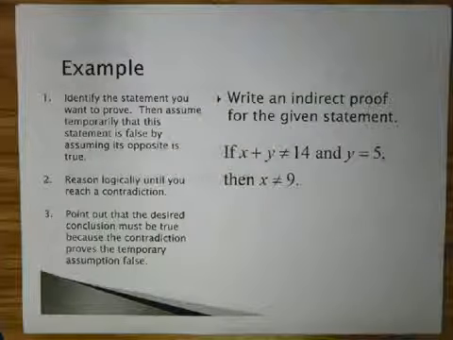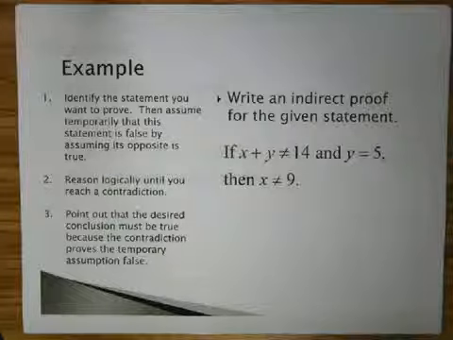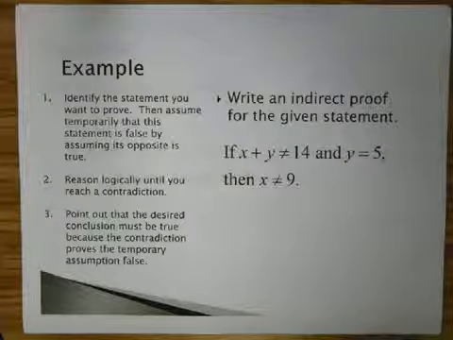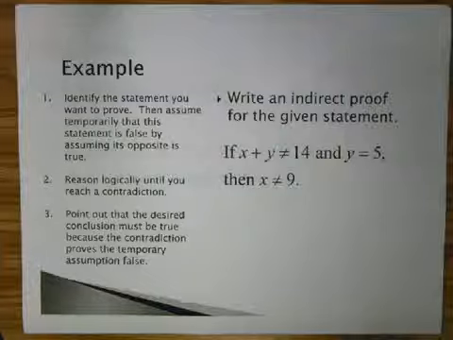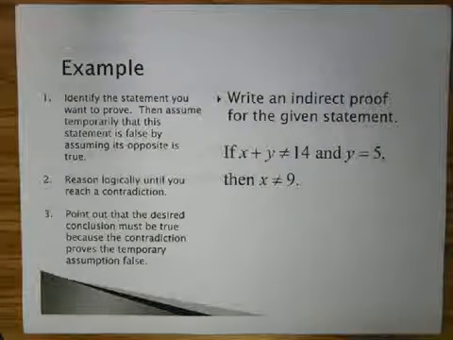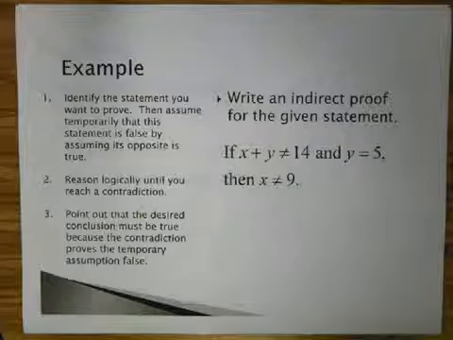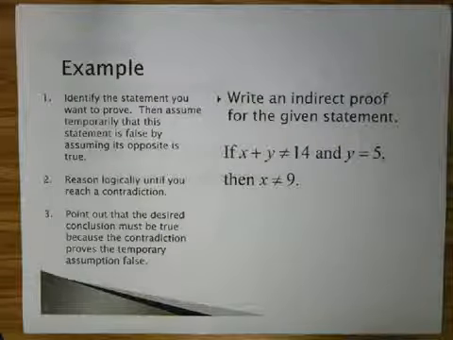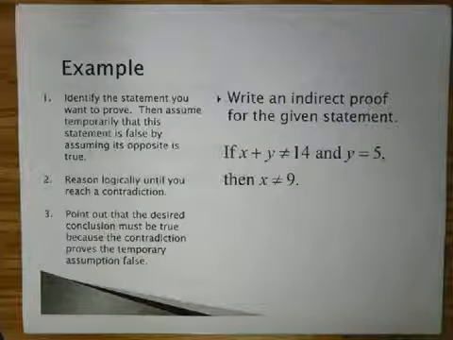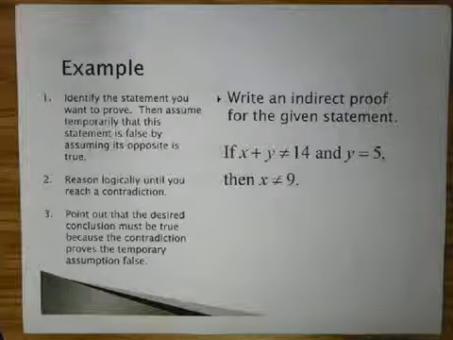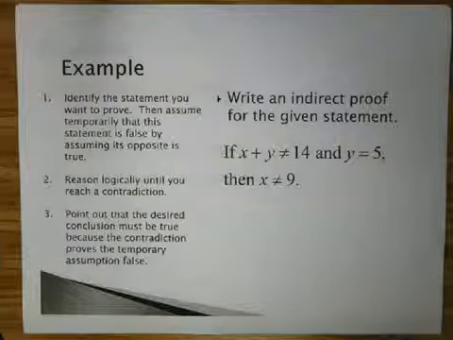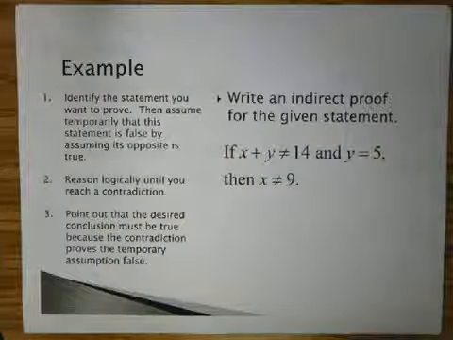If we look at the steps, we have three rules which you should already have down. Identify the statement you want to prove, then assume temporarily that this statement is false by assuming the opposite is true. Reason logically until you reach a contradiction. Point out the desired conclusion must be true because the contradiction proves the temporary assumption false. So, that's a mouthful there.